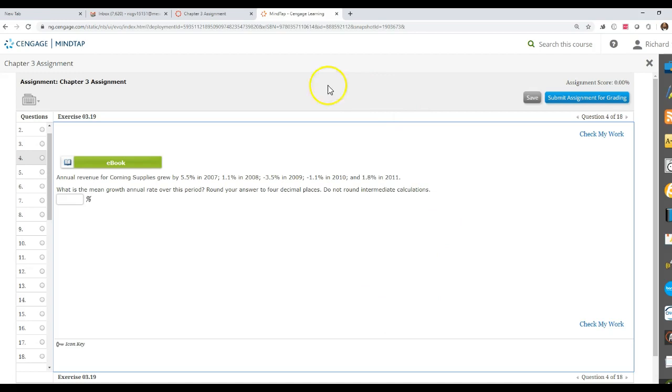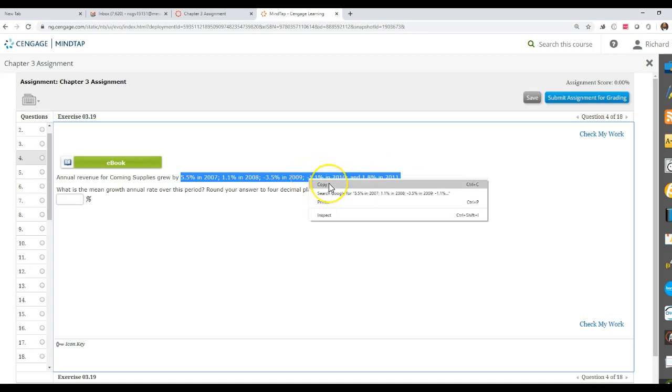Now, it doesn't specifically say, but this is a geometric mean problem. And the technique for calculating the geometric mean deals with the growth, the percentage growth rate for a period of time. So I'm going to copy this information and then transfer it to my Excel geometric mean worksheet.